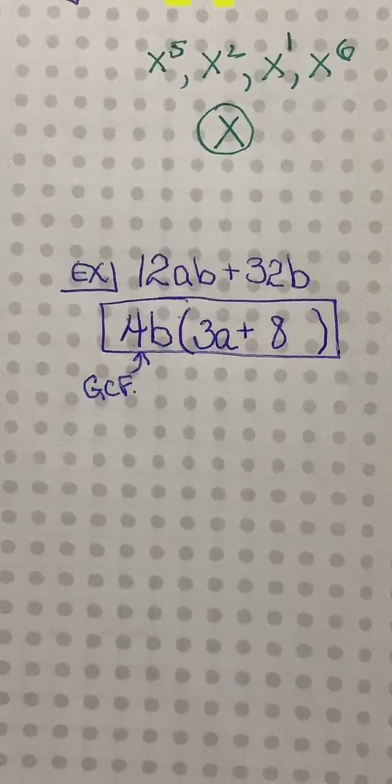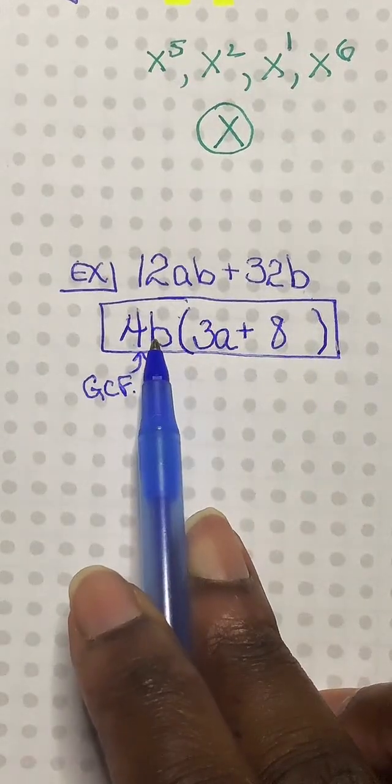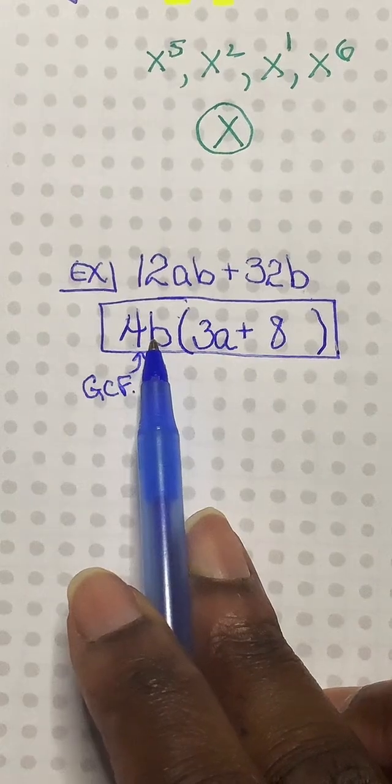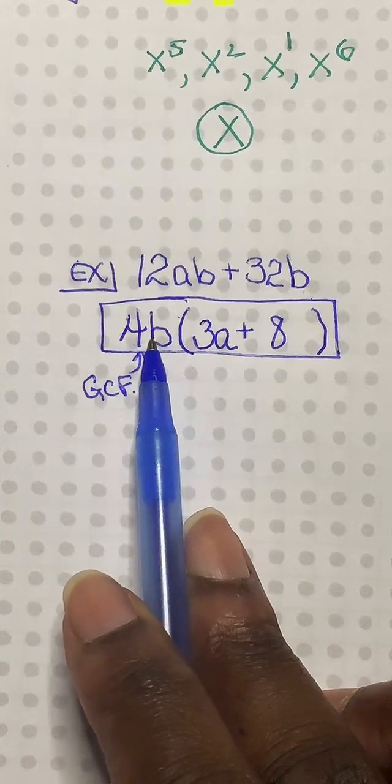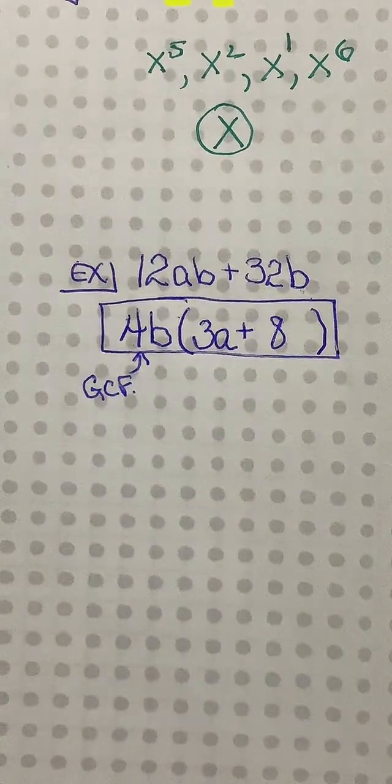What happened to the b? Because if you have b divided by b, that gives you b to the 0 power. B to the 0 power is 1. Okay, so if you already had a b, you take out a b, that's it. No b's left.